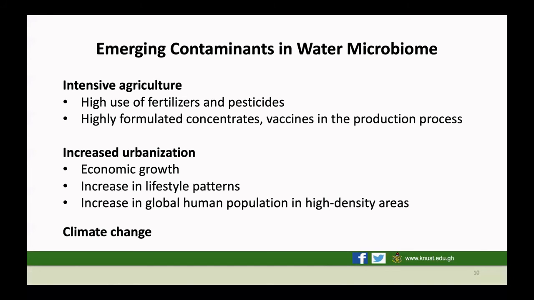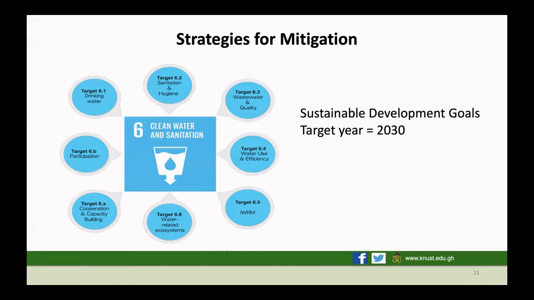So these are some factors that may cause contaminants to emerge in water bodies: intensive agriculture, like we know, increased urbanization, and of course, climate change. So we have proposed some strategies for mitigation, especially as we inch closely to 2030, where we are all expected to attain the sustainable development goals.